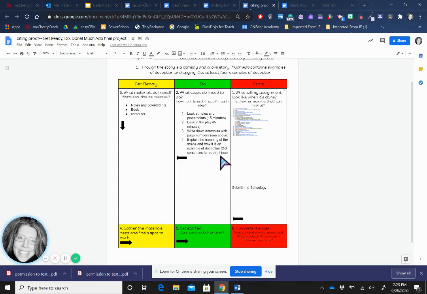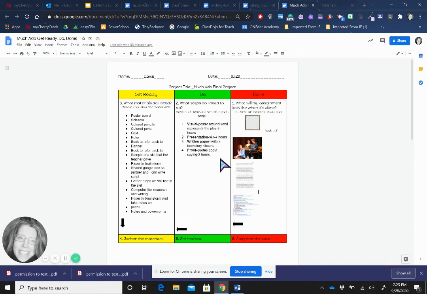I thought that might take me about an hour to do all that just because I have to go back and look at the book a lot and look at my notes a lot. So I'm going to need the notes and the PowerPoints. I'm going to need the book, and I'm going to need the computer. And I'll ultimately put it into Schoology. So that's how I figured out how long it was going to take me to do each section of the project and all the things I was going to need to do it.